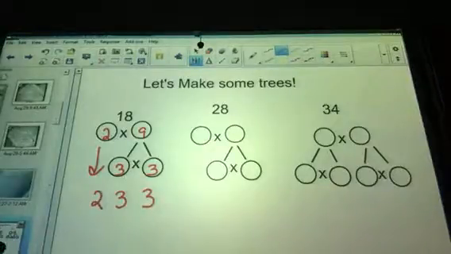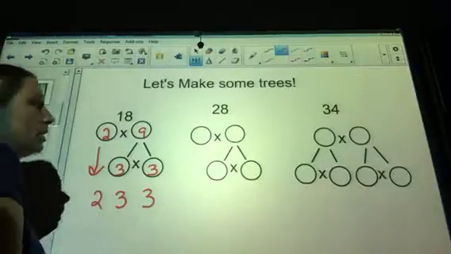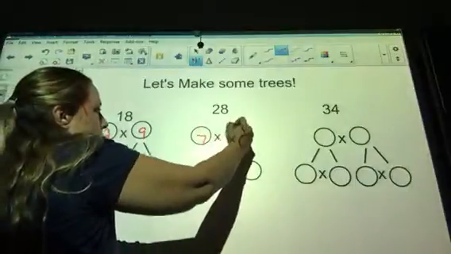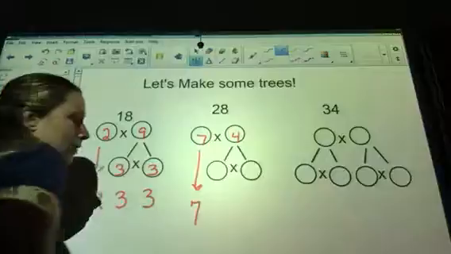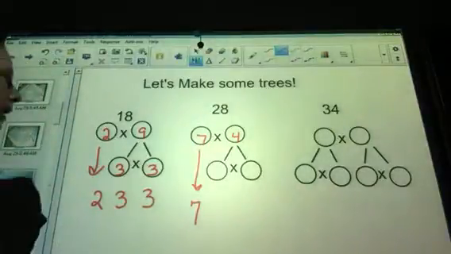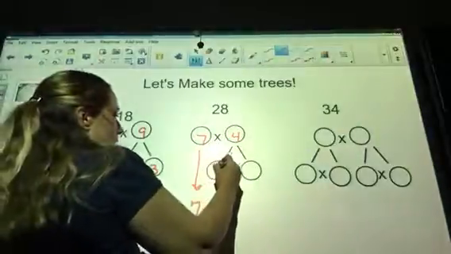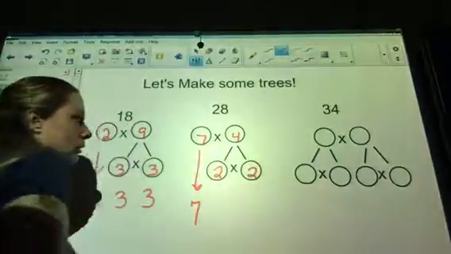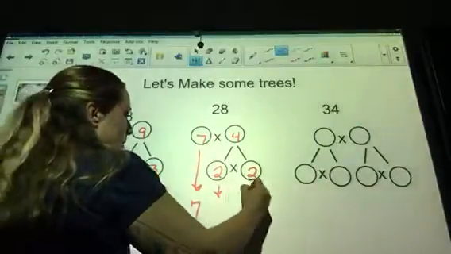All right, 28. Now, you could do 4 times 7. And let's do that. But let's flip it and put 7 over here because 7 is prime. And I'm going to go ahead and bring that down because I know that 7 is prime, so I can already bring him to the bottom. Now I have 4. I know that 2 times 2 is 4. And I know that 2 is a prime number as well. So I'm going to bring them down.